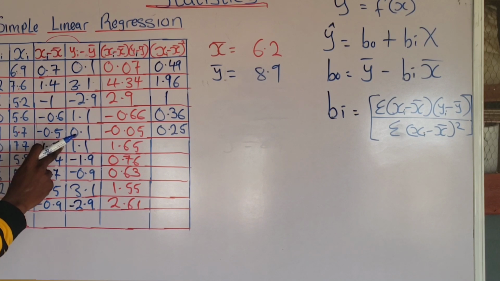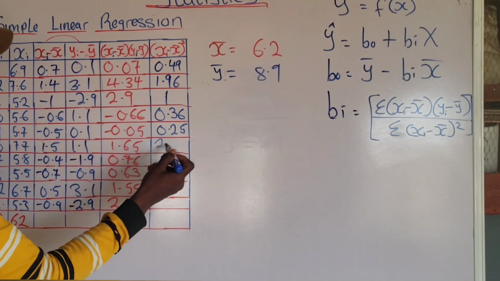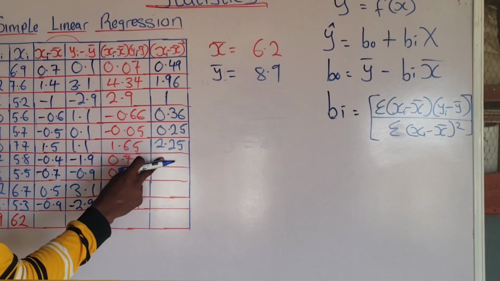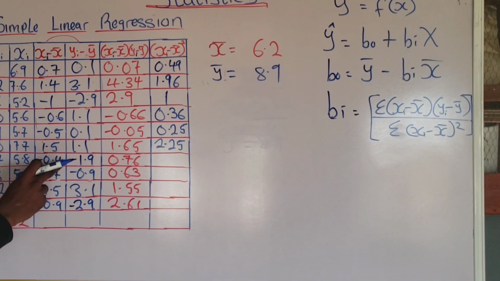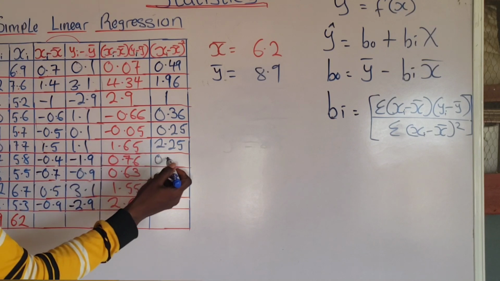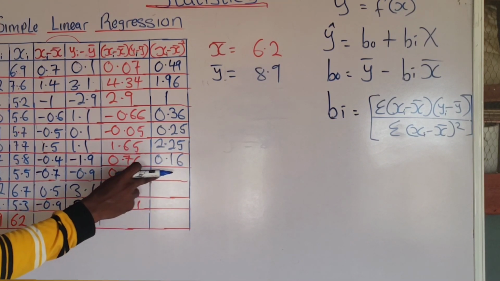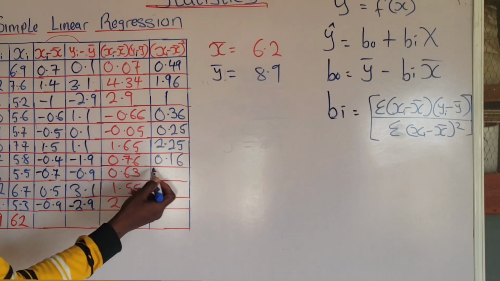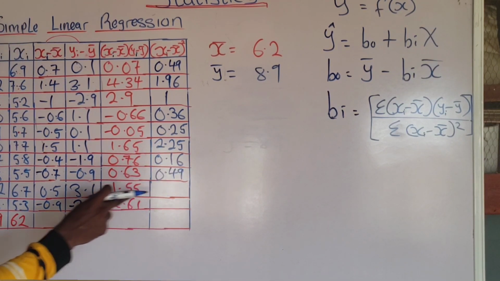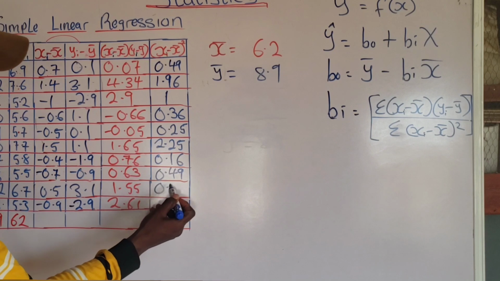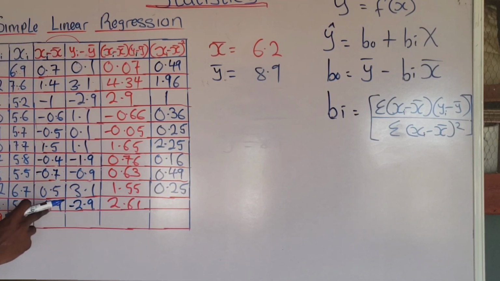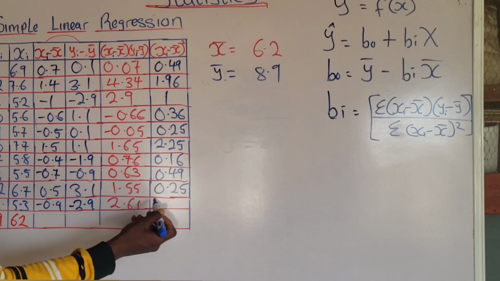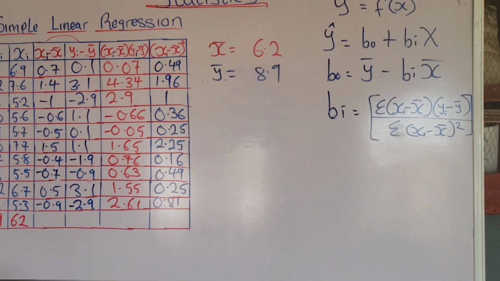Now for these cells, just trace it to the corresponding value of x minus x bar and square it. 1.5 squared is 2.25. Now for these cells, negative 0.4 squared is 0.16. For this, the corresponding value is negative 0.7. Negative 0.7 squared is 0.49. For these cells, 0.5 squared is 0.25. For this, negative 0.9 squared is 0.81. So these are the values of x minus x bar squared.